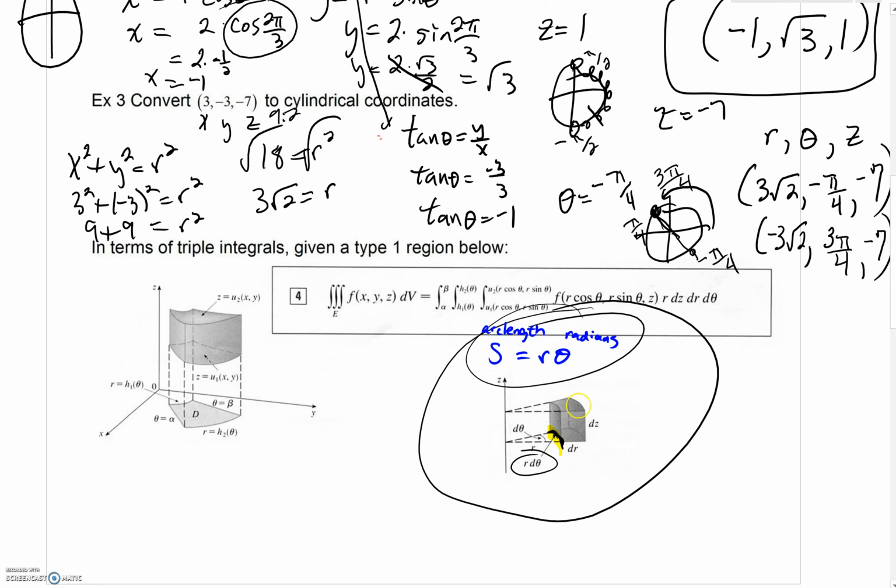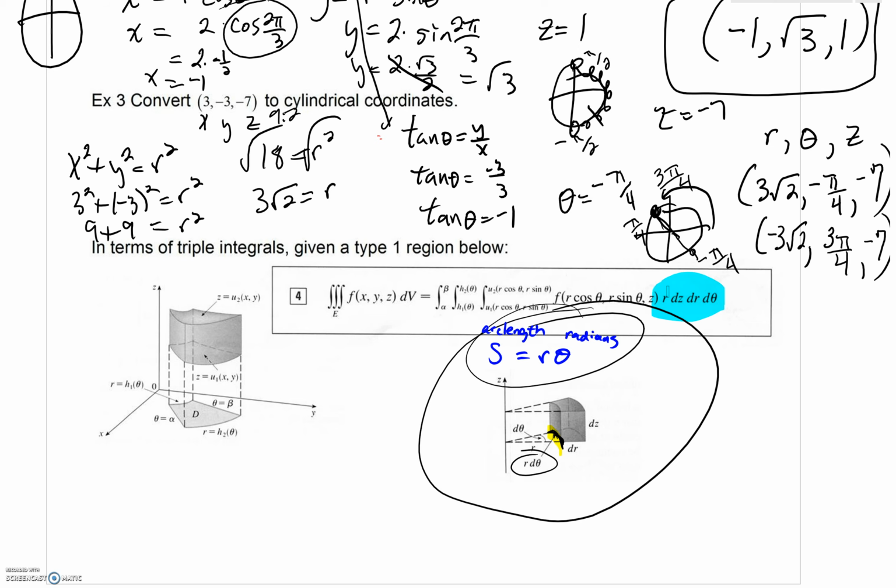And how do you find the volume of a little box? Well, it's length times width times height. And that's very important for you to see that you'd have an r d theta times a dr times a dz. And of course, what you're going to notice is here we could very quickly change our integrand, and instead of just having an r dr d theta, we could have an r dz dr d theta. So that's the quick adjustment that you'd make with cylindrical coordinates.